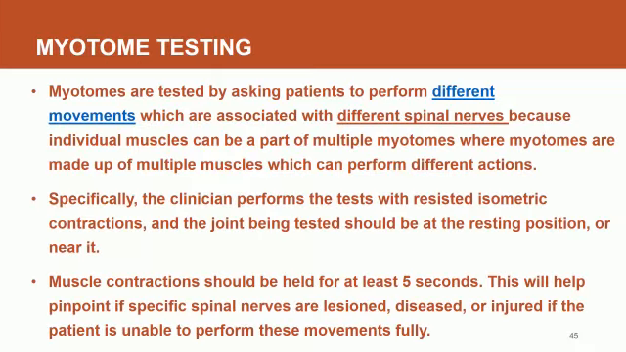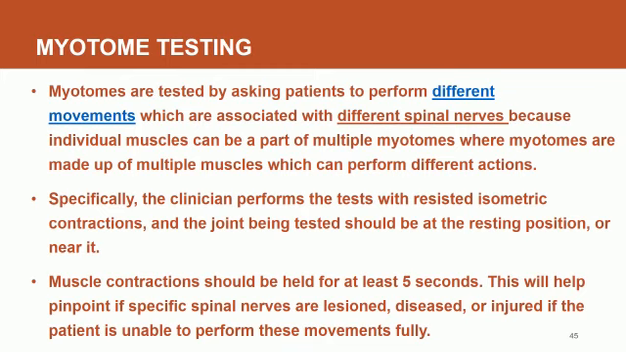So, why do we need to do myotome testing? Basically, if your patient reports upper limb or lower limb weakness, you can use myotome testing to check if it is because of a neurological deficit. Myotomes are tested by asking patients to perform different movements which are associated with different spinal nerves. For example, the C6 myotome is mainly responsible for elbow flexion, right? So when we are testing myotomes, we will ask the patient to perform different movements and also push against the therapist's resistance to test different muscles.